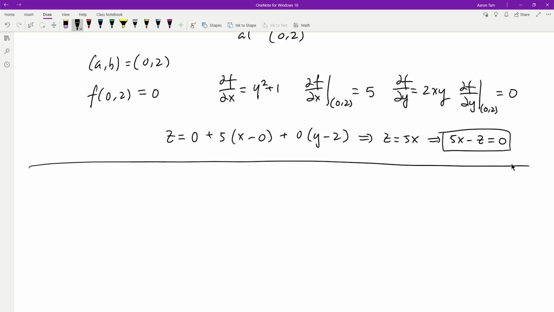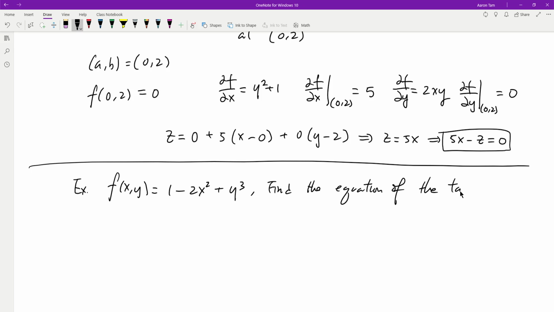Alright. Maybe I'll put one more problem on the screen, and you can definitely try that one out. Then we can go over the answer in class, or someone in class can share their answers so that everyone can check. That will be it for today's video. Let's say f of xy equals 1 minus 2x squared plus y to the third. Find the equation of the tangent plane at 1, -1.